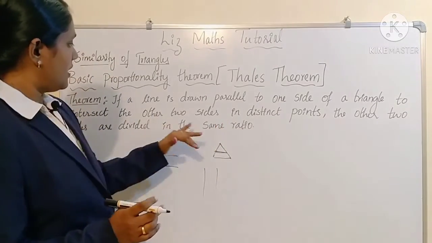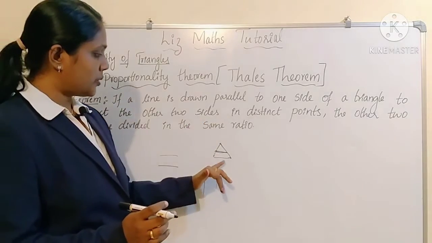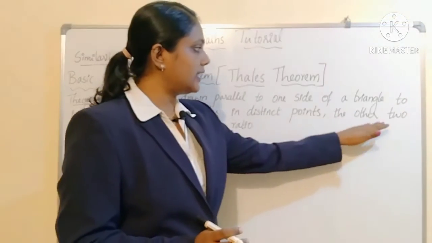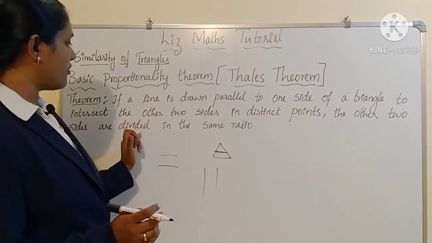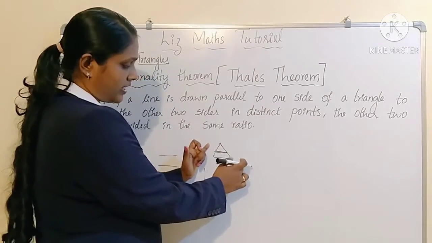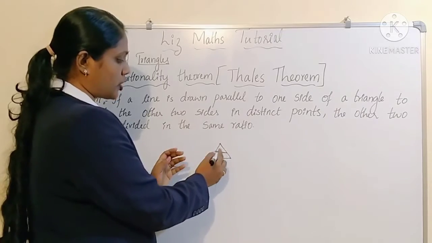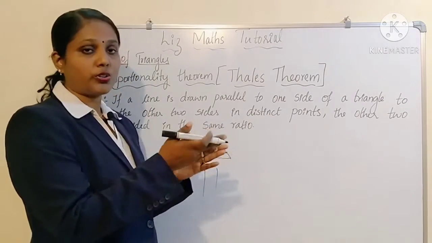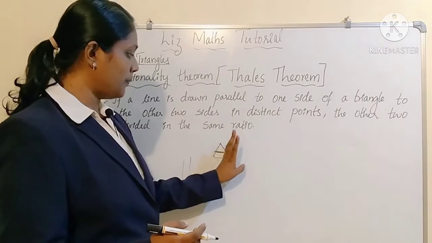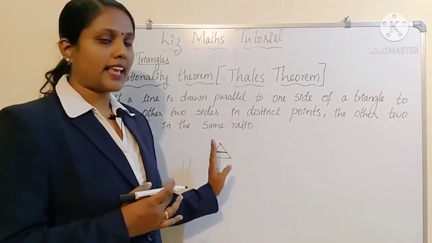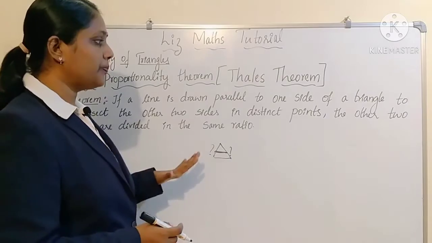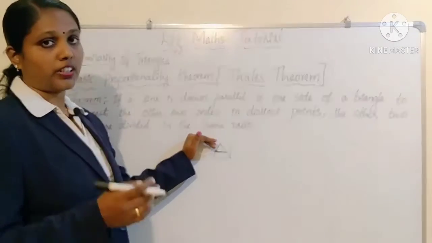So these two should be parallel, and the other two sides are divided in the same ratio. These two sides should be divided by this line in the same ratio. This ratio should be equal to this ratio. That you have to prove: that the line divides the two sides in the same ratio.